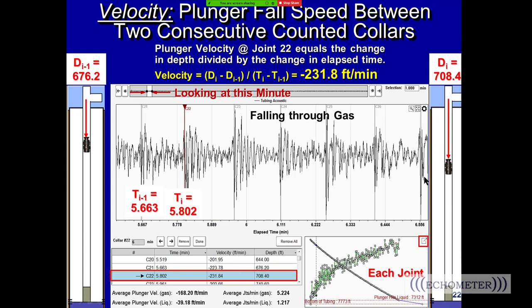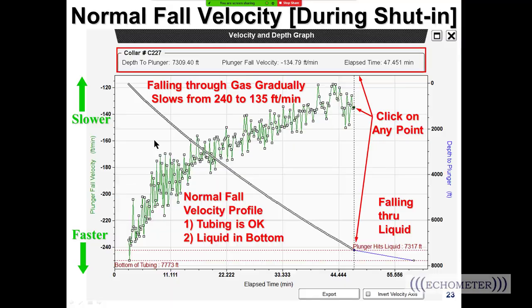So this is a view of 1 minute, and we can even make it a smaller interval if the plunger's falling faster. So we may even need to make this interval more than 1 minute. And here it shows what minute, or time interval, we're looking at. And this is the total time that it falls through gas, the portion of the 1 minute of time that it fell through the gas.